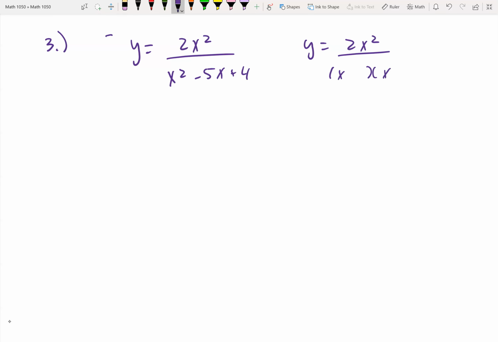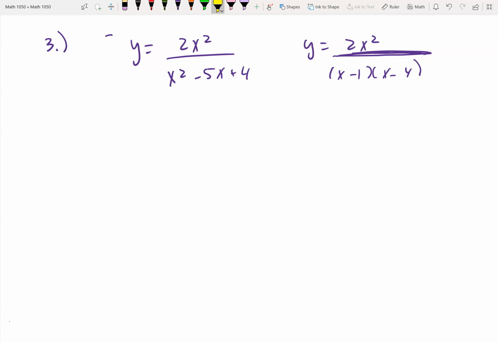Number 3 is like number 1. It's another rational function. The first thing I'm going to do is just write that down, and now I'm going to factor the bottom. So the bottom goes to an x and an x. Signs are the same. They're both negative. 4 and 1 multiply to give me 4 and add to give me 5.